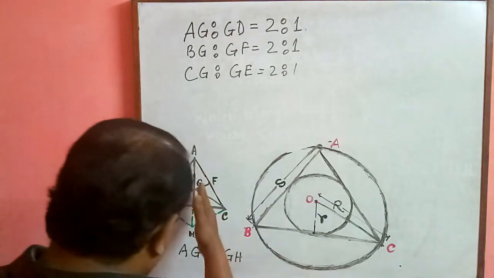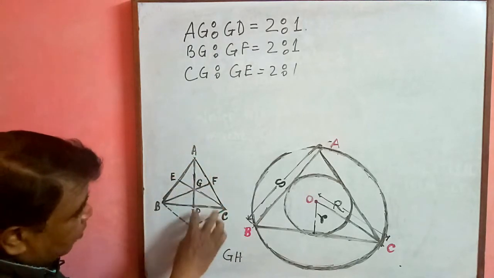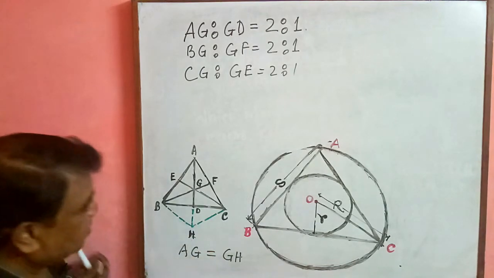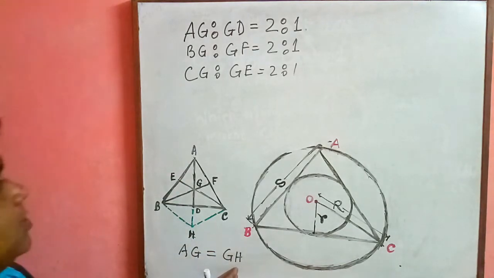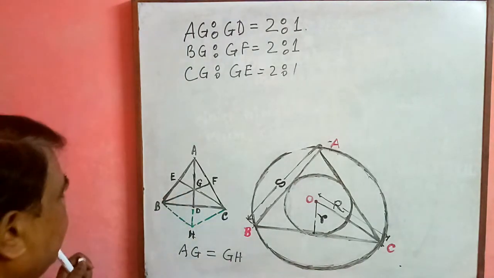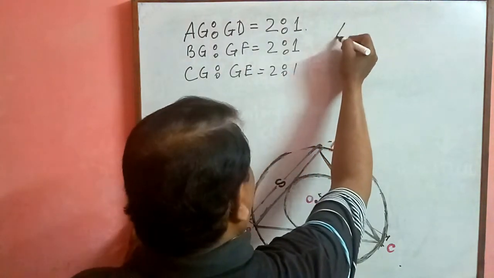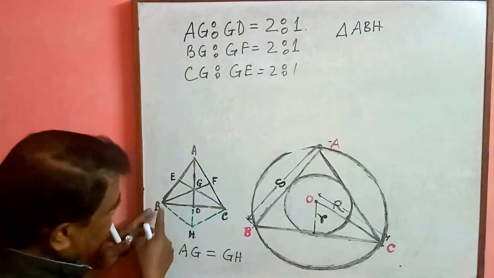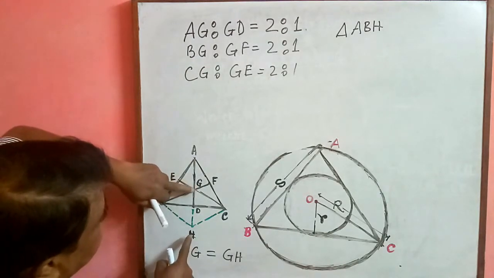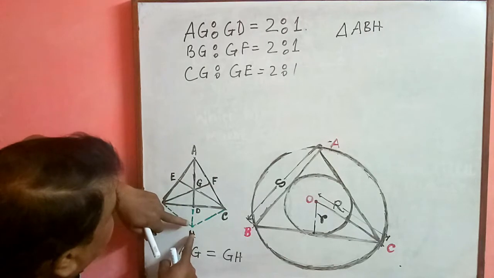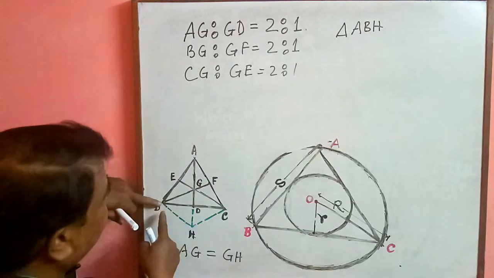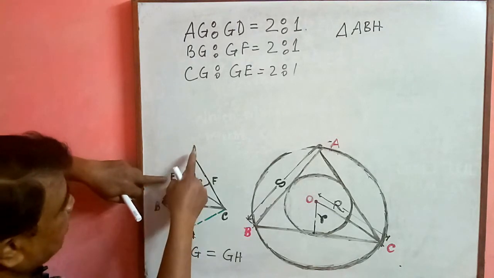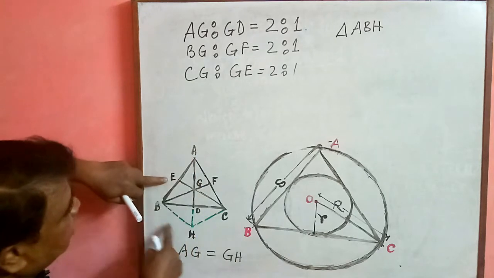I already told you that AG is produced to H such that AG is equal to GH. So G is the midpoint. Now if I consider triangle ABH, G is the midpoint of AH and E is the midpoint of AB. So definitely E and G are the midpoints of sides AB and AH of triangle ABH.